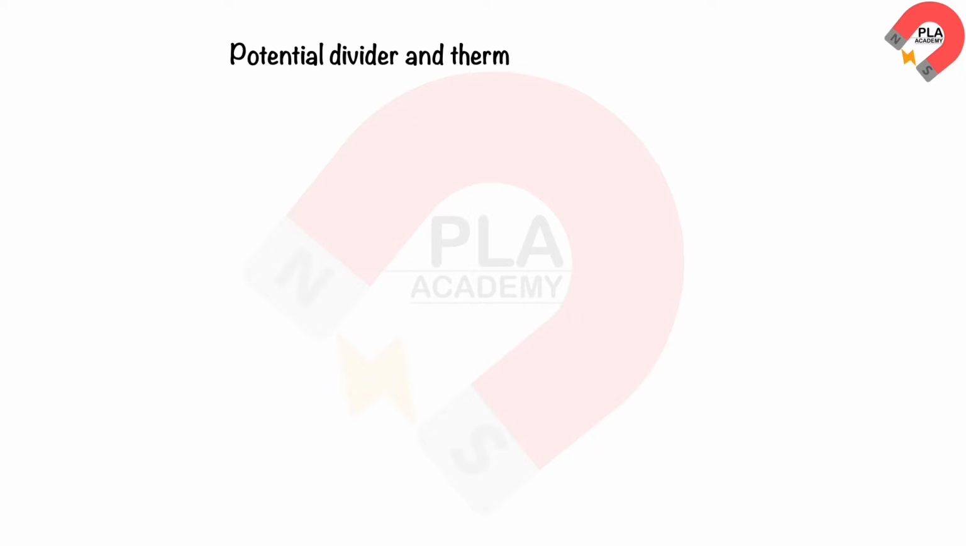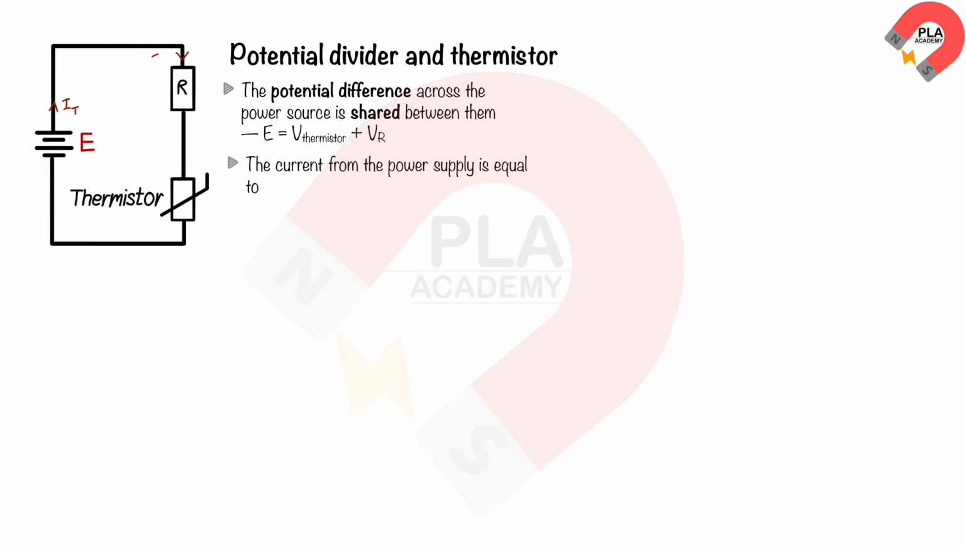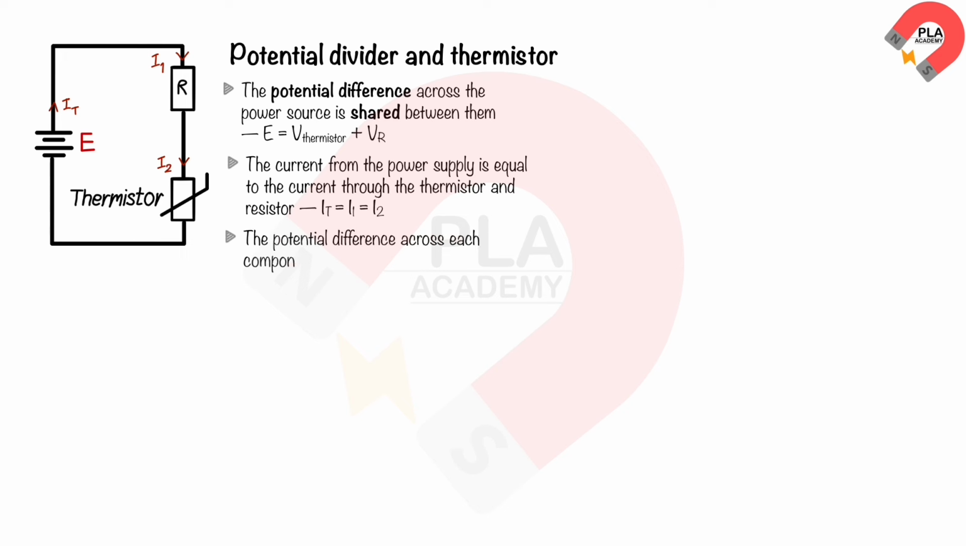Potential dividers and thermistor. The thermistor and resistor are connected in series as shown in the diagram. The potential difference across the power source is shared between them. The current from the power supply is equal to the current through the thermistor and resistor. So, the potential difference across each component is proportional to its resistance.